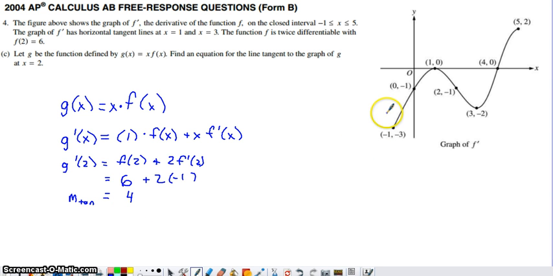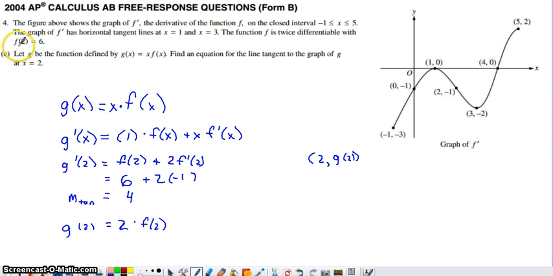We also need to know our point of tangency. Our point of tangency, or the point on our line, is going to be 2, comma, and since we're tangent to g, it's got to be g of 2. So what is g of 2? Well, we don't know that right now, but it's easy to find if you're careful. G of 2 is going to correspond to putting 2 here and putting 2 here. So we're putting a 2 in place of the x in the definition of g, and we're also going to put 2 in place of this x, which ends up being f of 2. So this says 2 times f of 2.